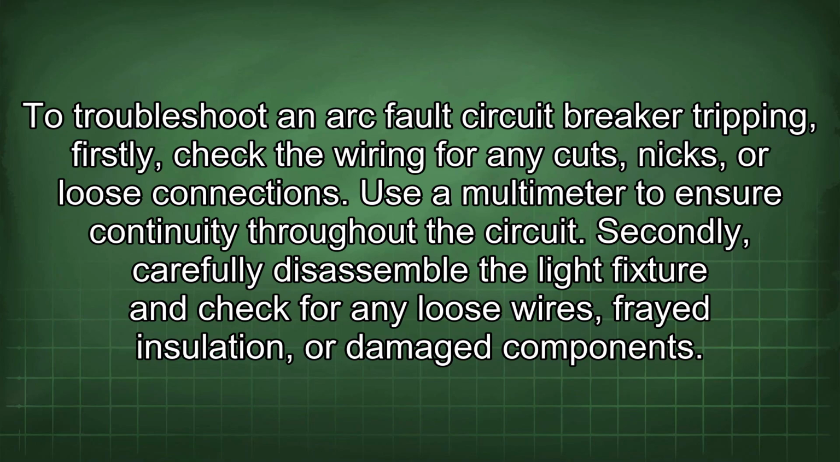To troubleshoot an arc fault circuit breaker tripping, firstly, check the wiring for any cuts, nicks, or loose connections. Use a multimeter to ensure continuity throughout the circuit. Secondly, carefully disassemble the light fixture and check for any loose wires, frayed insulation, or damaged components.